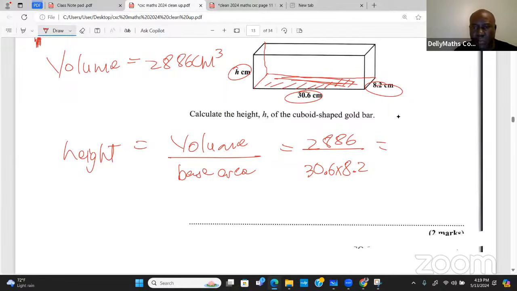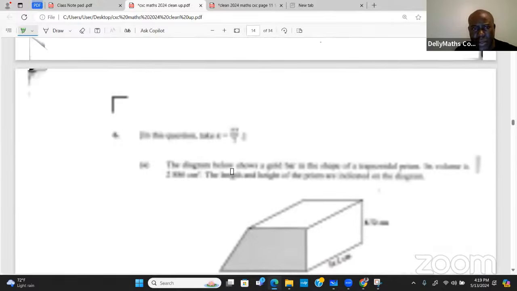All right, we're getting 11.5 centimeters. All right, so that is the height. So basically, you want to find the base area here and divide it into this, and we're going to get that. Let's see what the other question is.